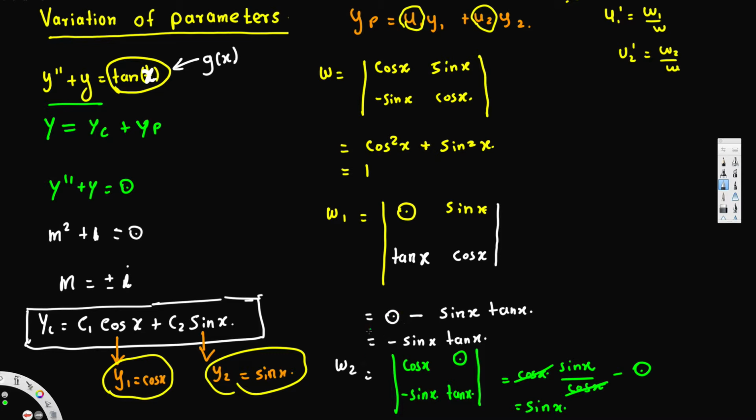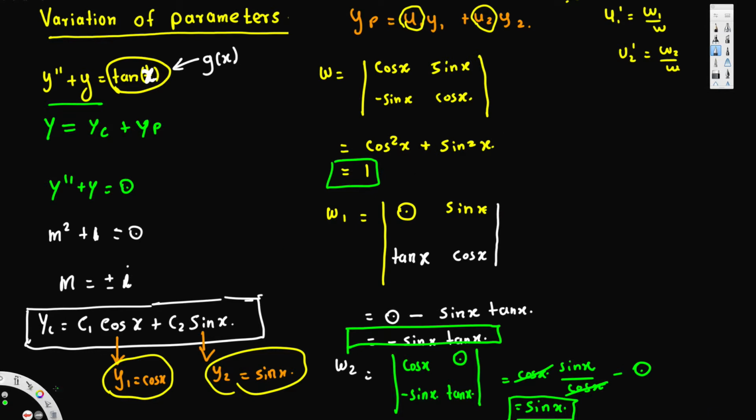Now we have found w1, that is this one. We have w2, we have w, so we can find u1 prime and u2 prime. Let's go ahead and find those things. u1 prime is equal to w1 over w. w1 is minus sine x tan x.